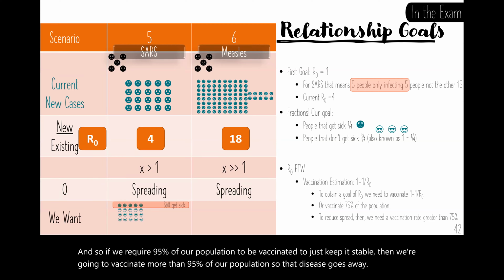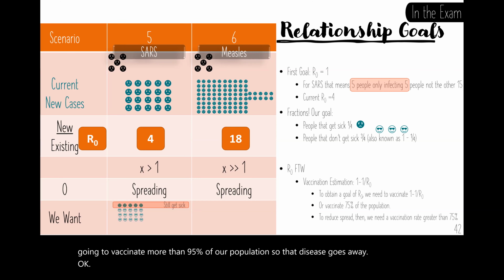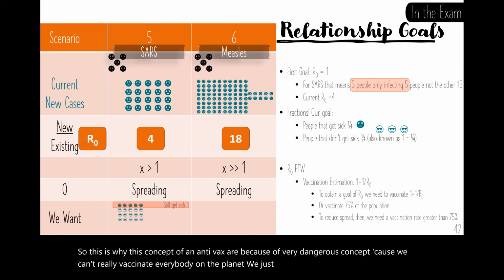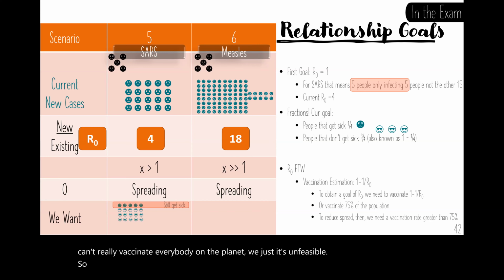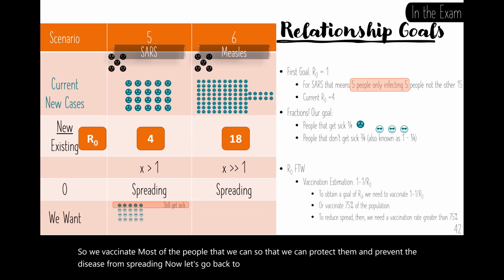Okay? So this is why this concept of an anti-vaxxer becomes a very dangerous concept, because we can't really vaccinate everybody on the planet. We just can't. It's unfeasible. So we vaccinate most of the people that we can so that we can protect them and prevent the disease from spreading. Now let's go back to our practical application of this concept, COVID-19, right?